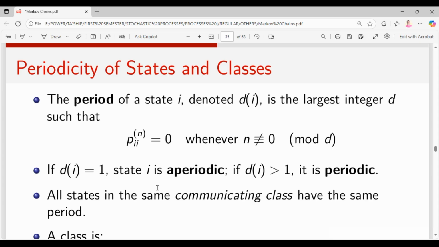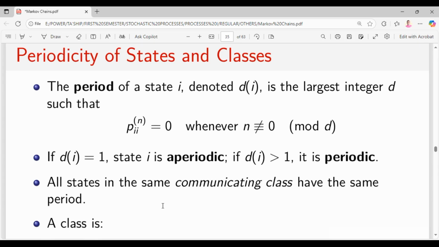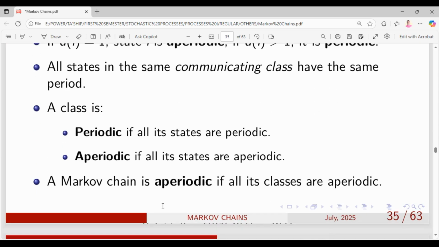This is actually the GCD, the greatest common divisor. All states in the same communicating class have the same period, just like the transient and recurrent situation. So a class is periodic if all its states are periodic, and aperiodic if all its states are aperiodic.